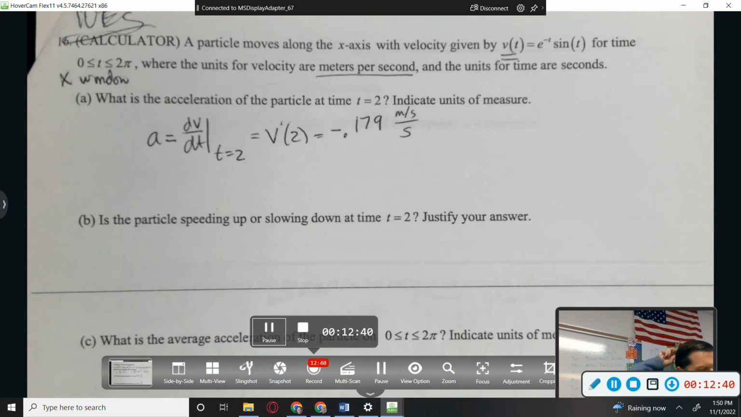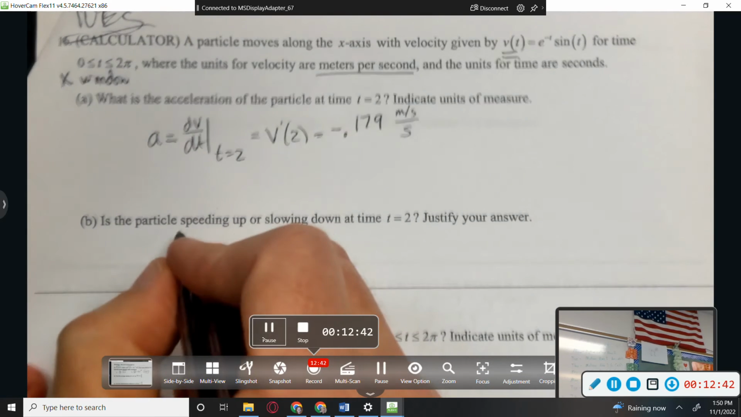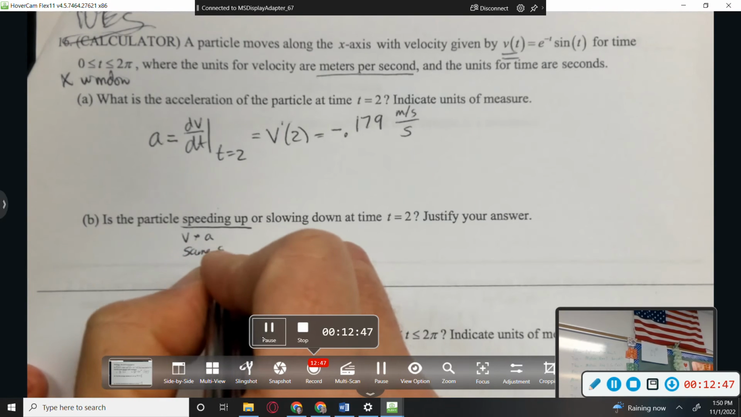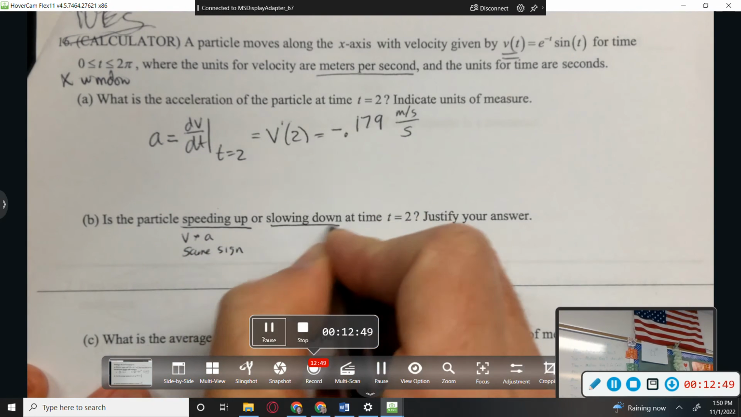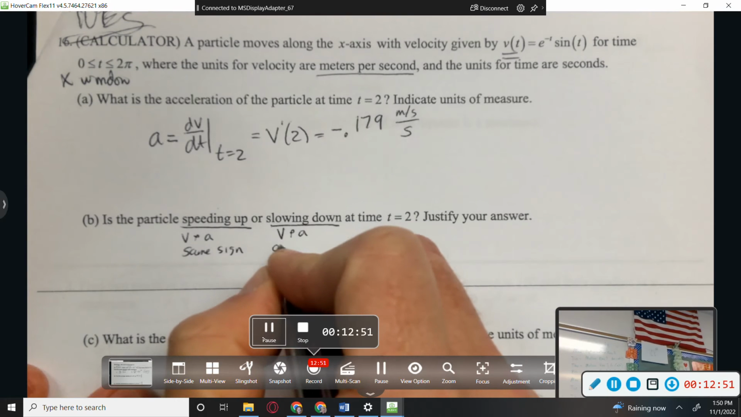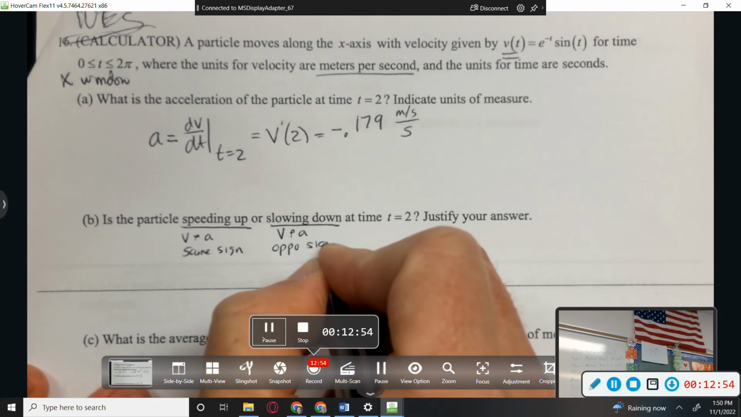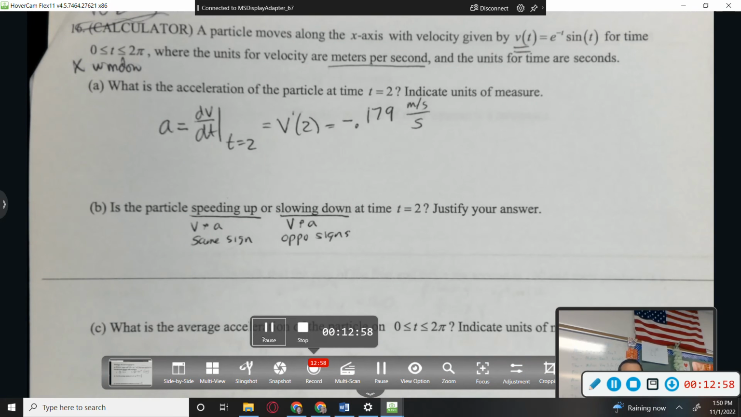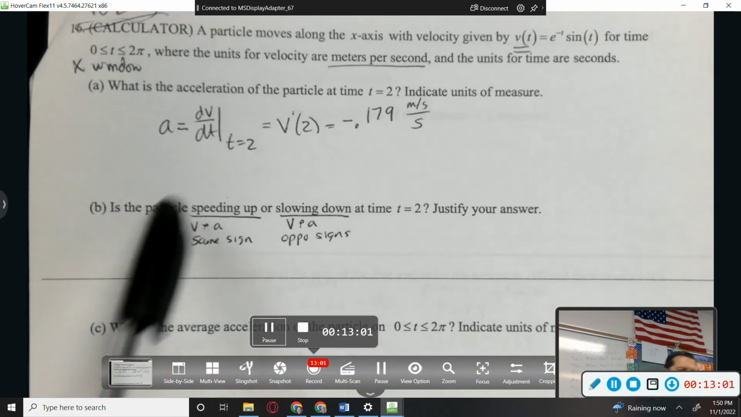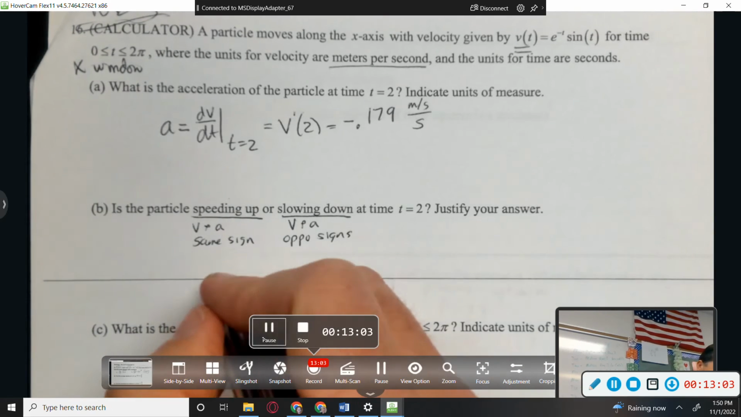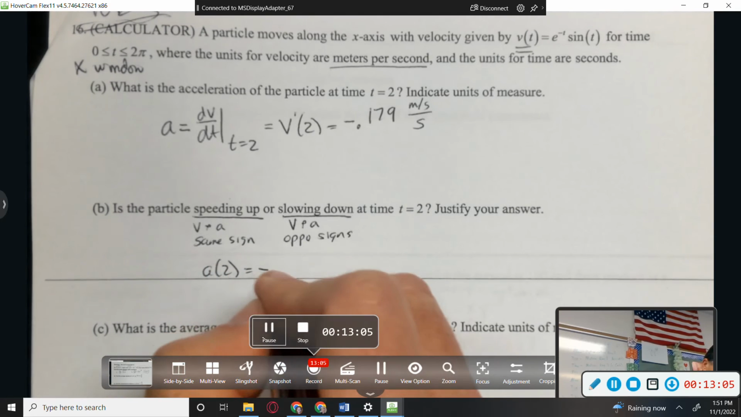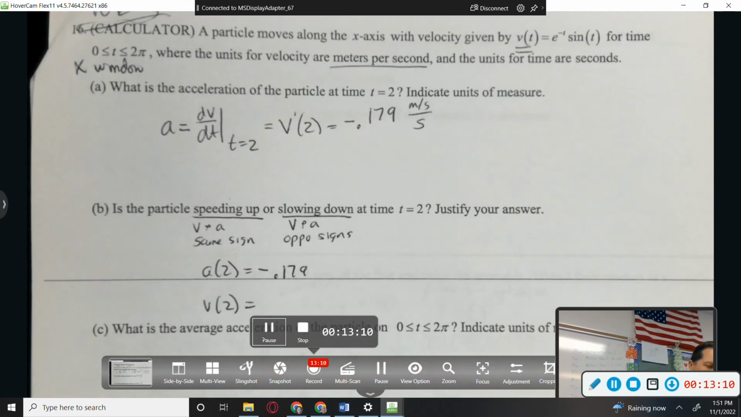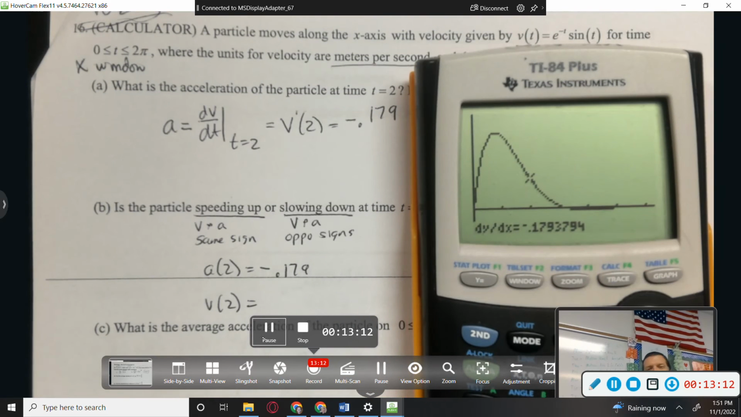Is the particle speeding up or slowing down? Speeding up would mean V and A same sign. Slowing down would mean V and A opposite signs. Justify your answer? Well, I just did. So now we're ready to look and see. We already found A of 2. So A of 2 is negative 0.179. And in fact, the picture's already there on my graph. What's V of 2?